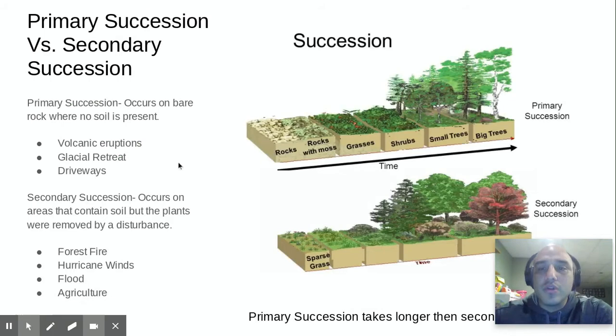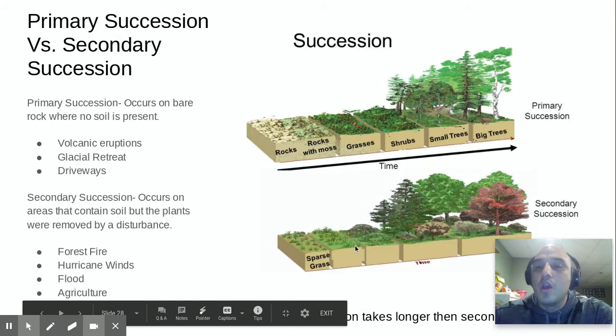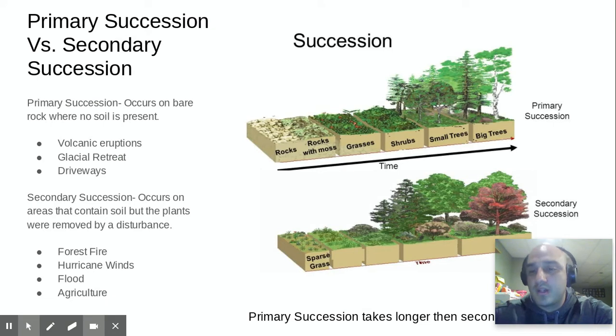All right. So you're going to need to be able to distinguish the difference between primary and secondary succession. The difference between the two is going to be the presence of soil. Primary succession occurs when there is no soil, so just bare rock. Secondary succession is going to occur when there is soil present.